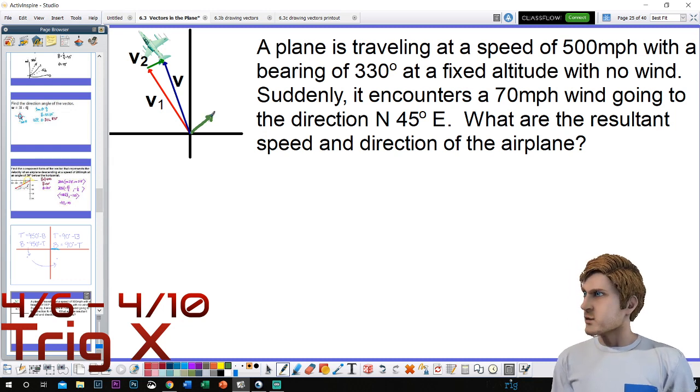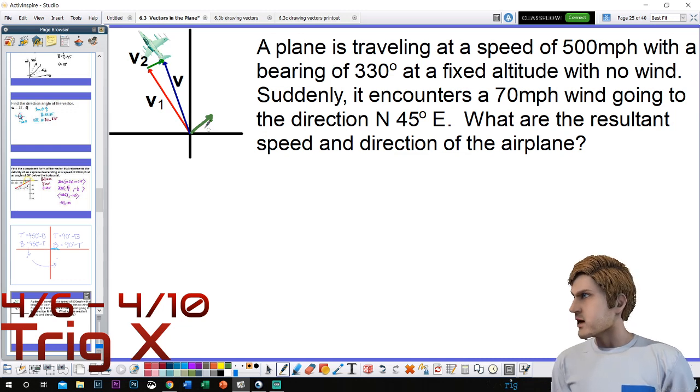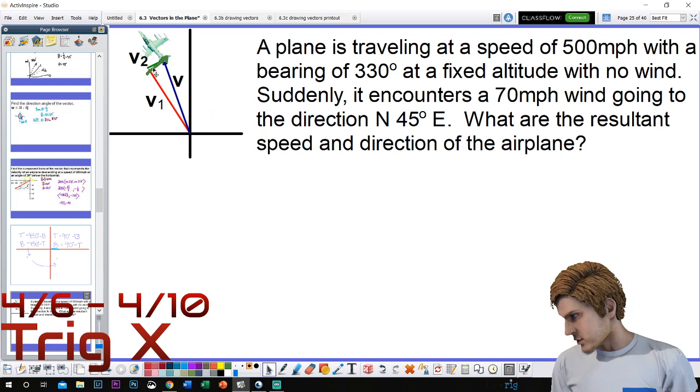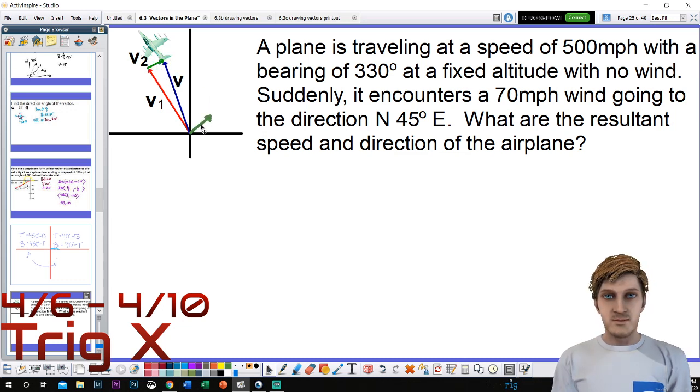This vector, you notice, is smaller because it's only 70 miles per hour as compared to the red vector, which was 500 miles per hour. All I did was vector addition, so I'm taking this wind vector and moving it up here so it's at the very end of the plane vector in order to add them. These are not drawn to scale, so hey, I'm doing my best.